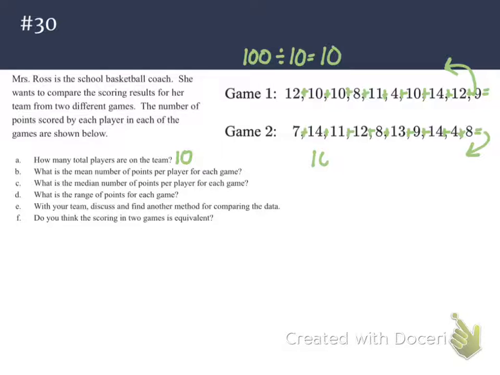I'm going to repeat the process for game 2. Add up all those numbers. Guess what? It's 100 divided by 10 would equal 10. So both are 10.